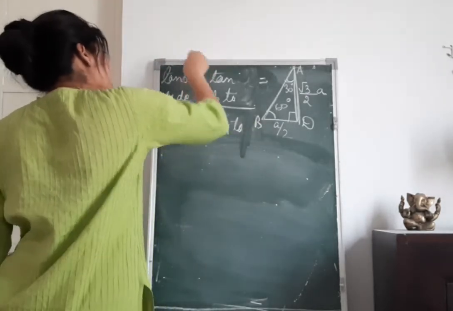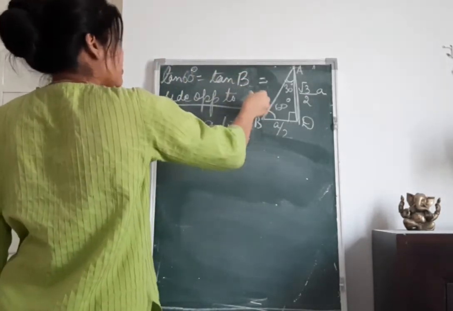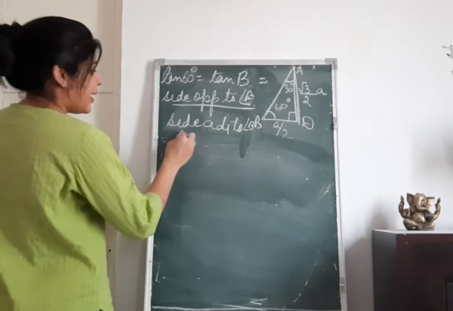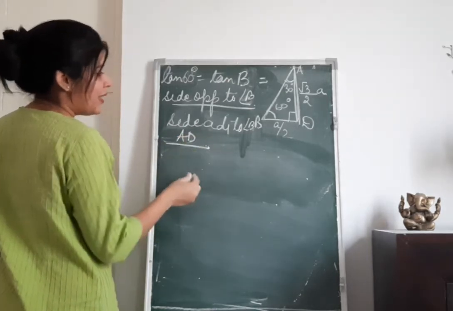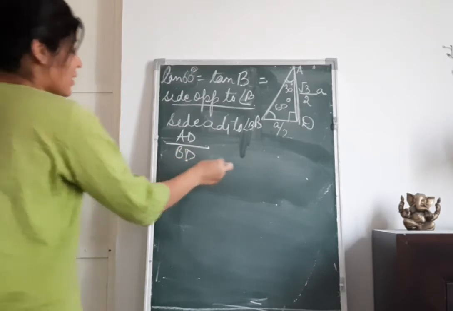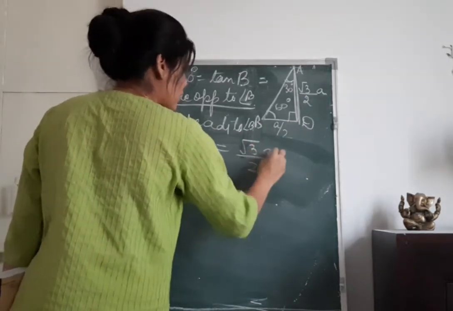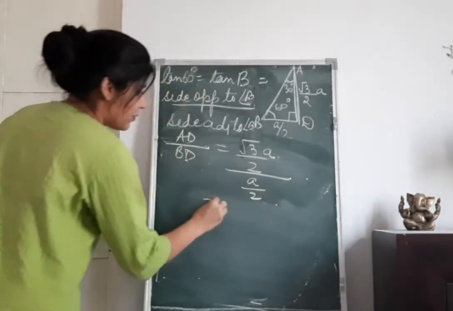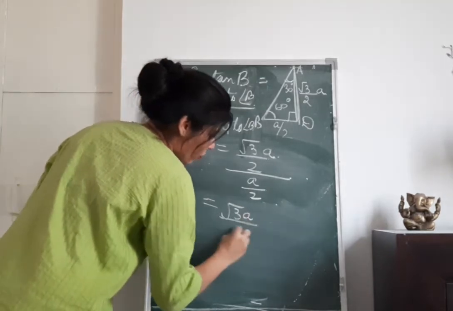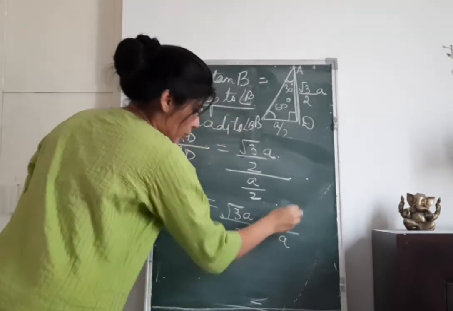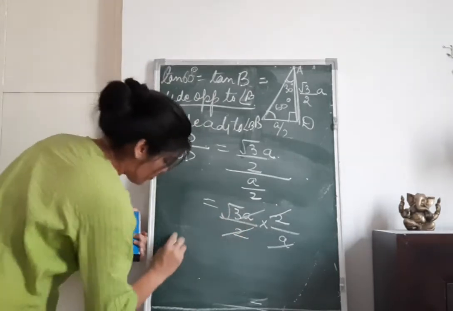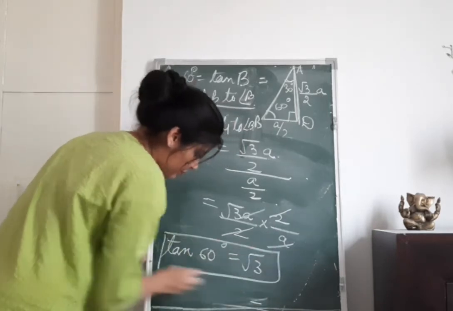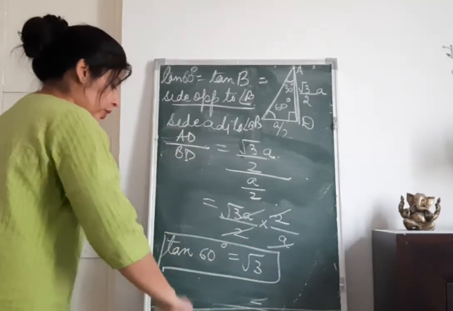Tan of 60 degrees is going to be tan of angle B, that is side opposite to angle B upon side adjacent to angle B. Which side is opposite to angle B? AD. Which side is adjacent to angle B? BD. AD is equal to root 3 A by 2. BD is equal to A by 2. We solve this. A and A cancel. That gives me tan of 60 degrees as root 3. Tan of 60 degrees equals root 3.